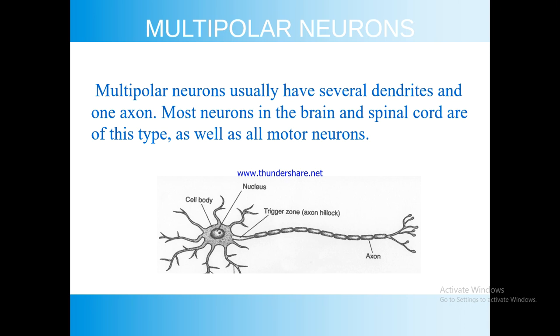Now, what are multipolar neurons? Multipolar neurons usually have several dendrites and one axon. Most neurons in the brain and spinal cord are of this type, as well as all motor neurons. As you can see in this picture, there are several dendrites and one axon. So this is a multipolar neuron.